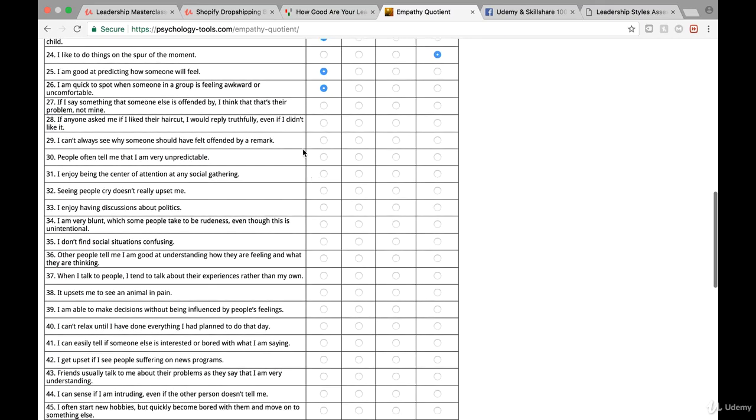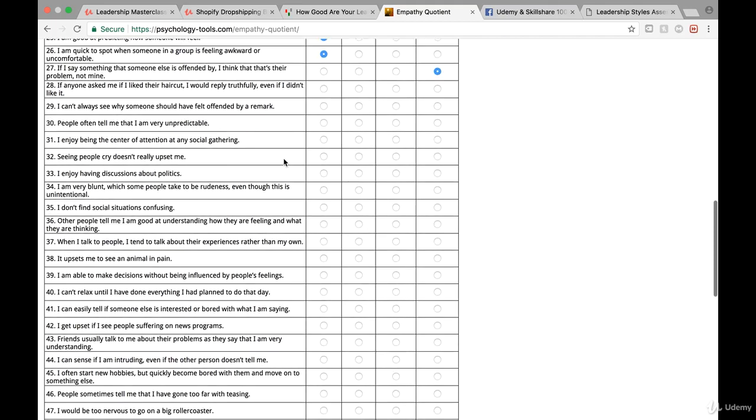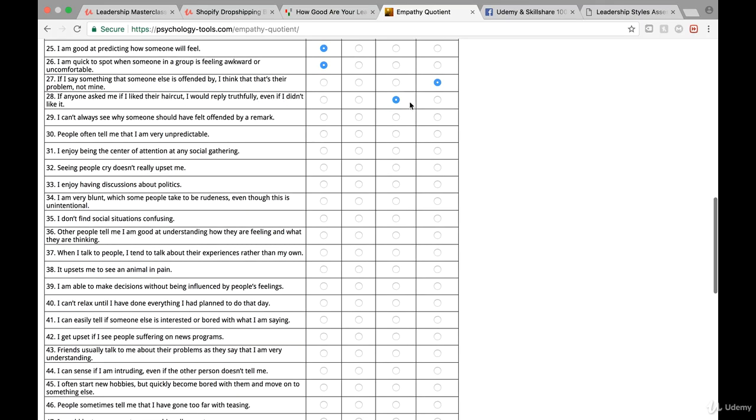If I say something that someone else is offended by, I think that's their problem, not mine. I actually strongly disagree. I always think about what the logical reason could be. If someone asked me if I liked their haircut, I would reply truthfully, even if I didn't like it. Actually, I think I will leave it like that.